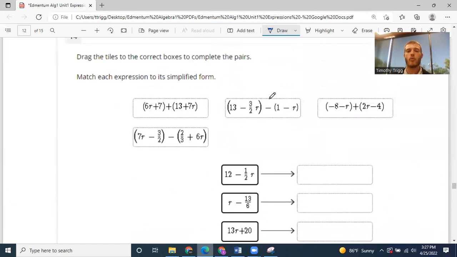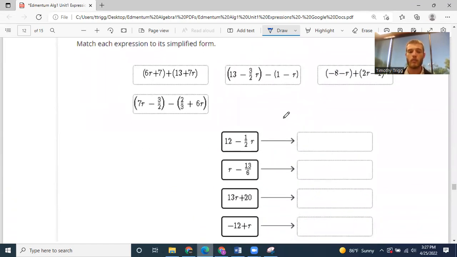Okay. For this one, you want to click and drag the correct ones to the correct ones. Okay. I'm going to do some of these with you, but I'm going to expect you to do some on your own. So I'm going to do this one with this 3 over 2, 13 minus 3 over 2r minus 1 minus r, and do this one with you.